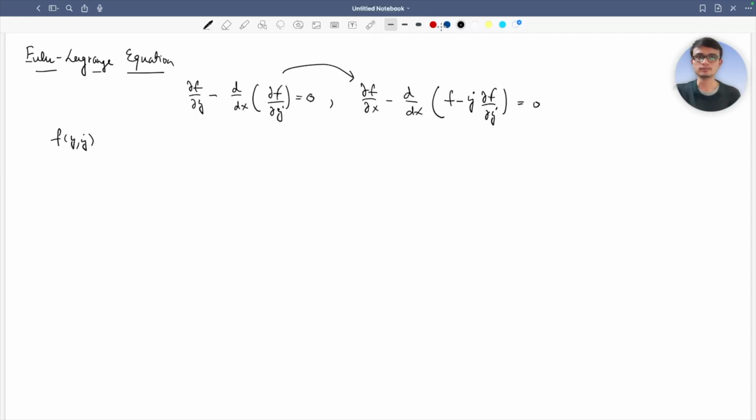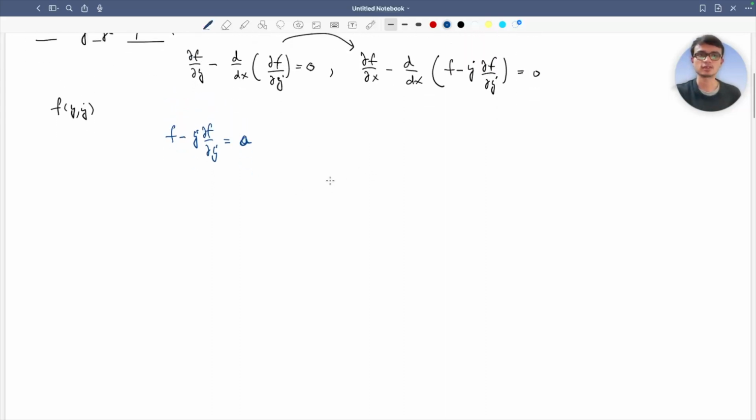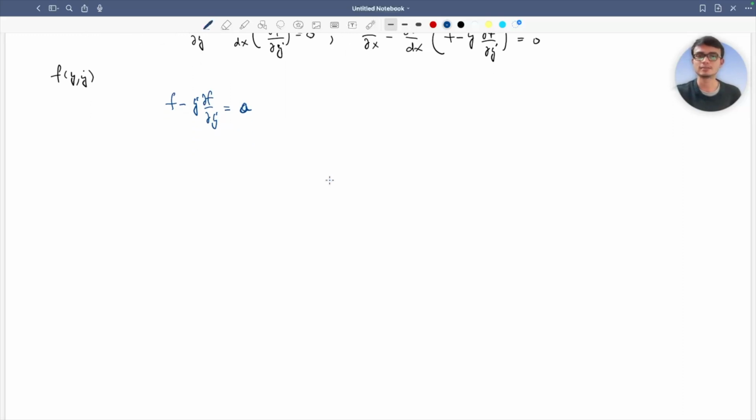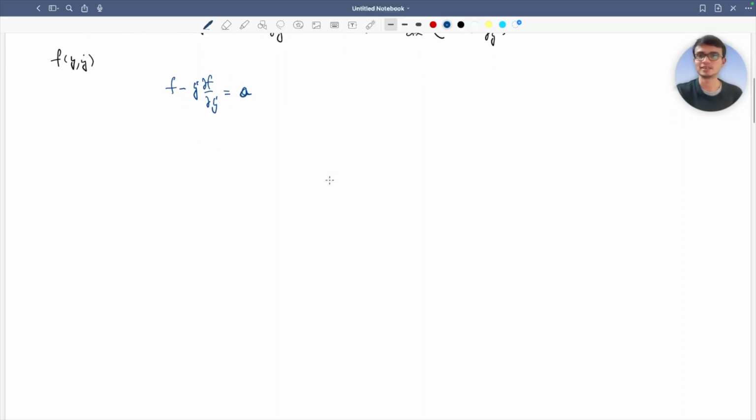So my Euler-Lagrange equation would be something like this. The part df upon dx will be 0. That brings me to f minus y dot del f upon del y dot equals some constant, let me call it a rather than c, because a lot of constants, two constants, will be involved, and a and b seem to be my natural choice. I feel a little easier with a and b. All right, so now I have to just evaluate this one derivative.